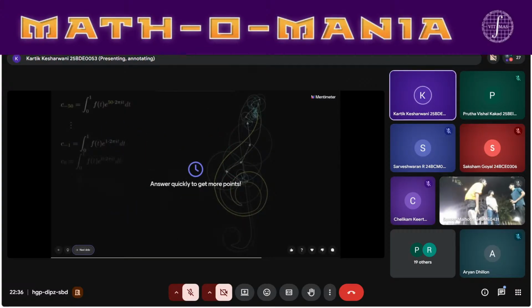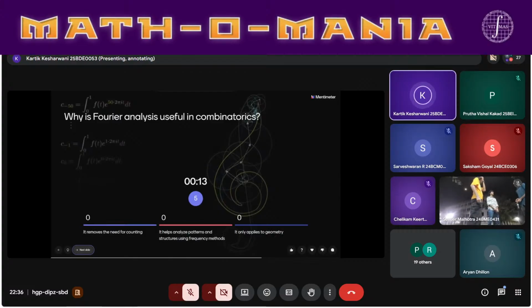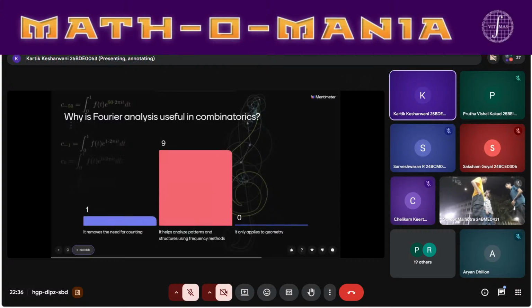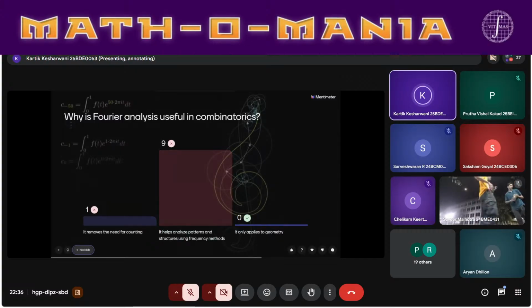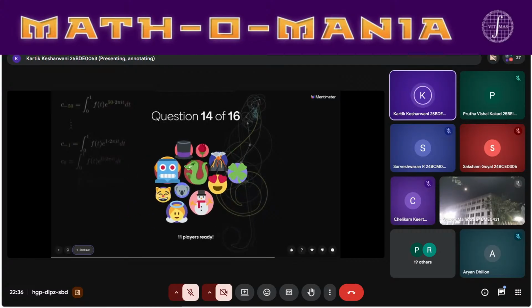To the 13th question is why is Fourier analysis useful in combinatorics? It removes the need of counting. It helps analyze patterns and structures using frequency methods. It only applies to geometry. It helps analyze patterns and structures using frequency methods. Okay, guys, you have to be more precise, man. Three questions remain.